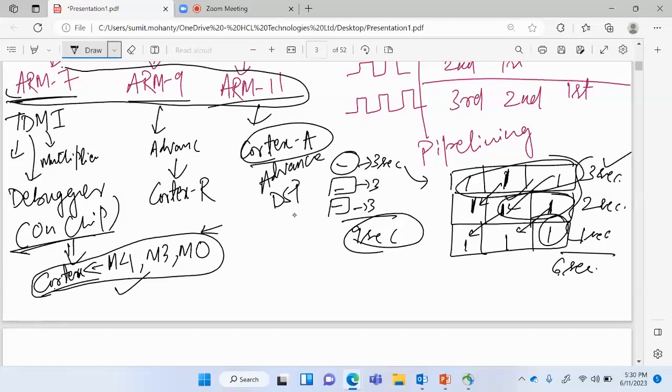So many different ways of calculation you can do. This R means it is for real time. You can have an operating system, a real-time operating system, inside this, just like how we do in our regular laptop or PC, and we can work on it. Okay, so this is how we have.